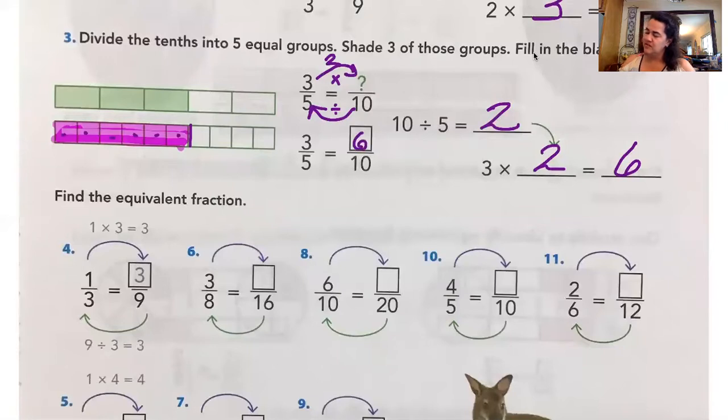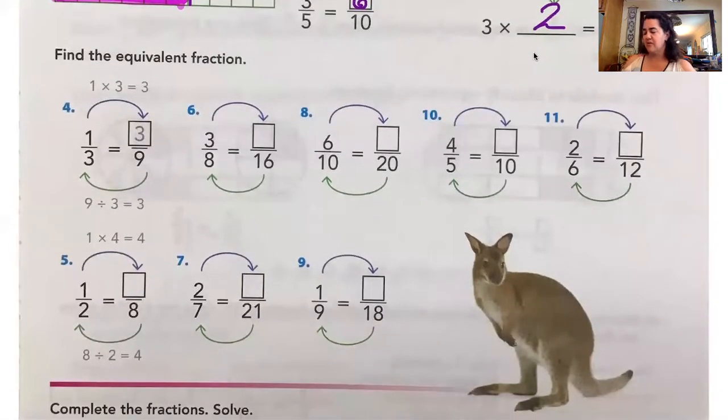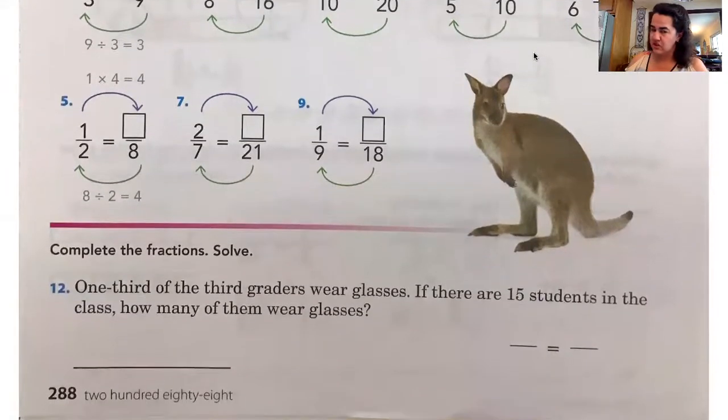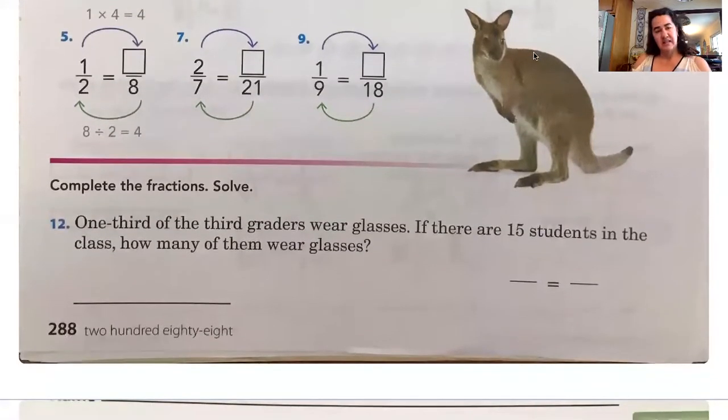Move us along. We are going to keep going using the backwards C method. I'm going to just let you work on these. I will come back and go over them with you in just a few minutes, but before I do, let's finish up with the instructions, okay? The last thing they want you to do today on our worksheet is to complete the fractions and solve.